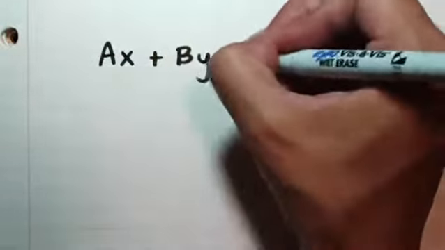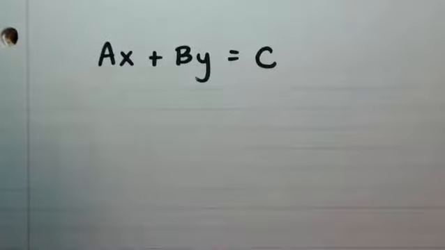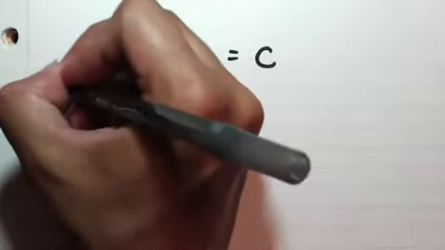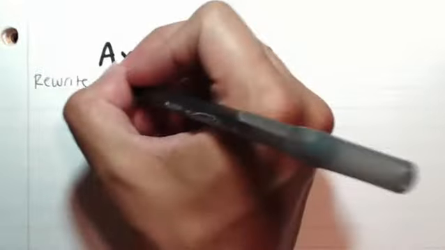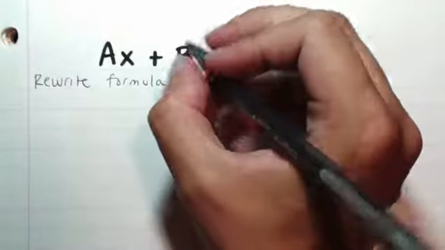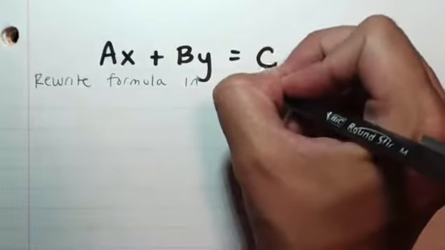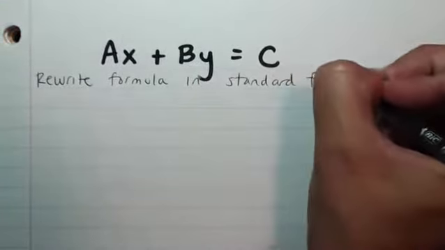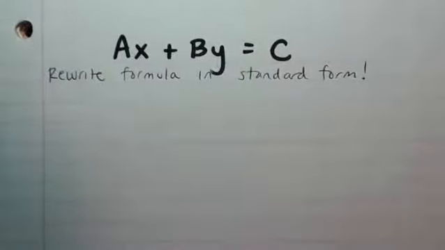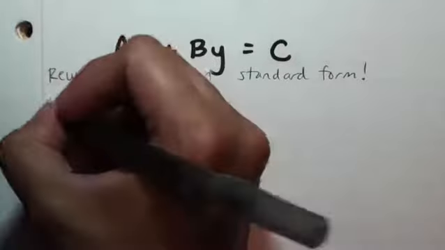So at the top of this page, I want you to write our standard form. So standard form again here is x plus y is equal to c. Okay, and what we're going to do is whatever I give you, we want to rewrite whatever formula I give you in standard form. So let's go ahead and get started.